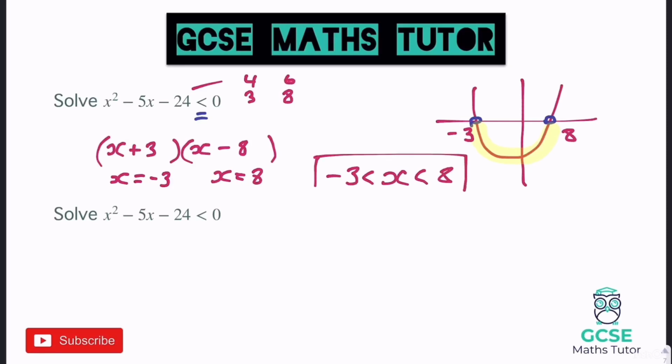X is between negative 3 and 8, or the part of the graph that is under 0, or less than 0, is between those two numbers. Now that would change slightly for this one down the bottom, because I've just realised they're pointing the same way. That wasn't meant to be pointing that way. Let's change that. That's meant to say bigger than 0. Okay, so there we go. Sorry about that. X squared minus 5x minus 24 is bigger than 0.